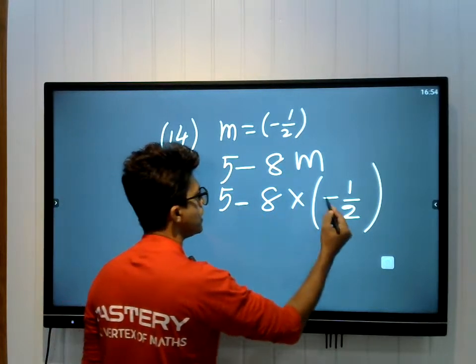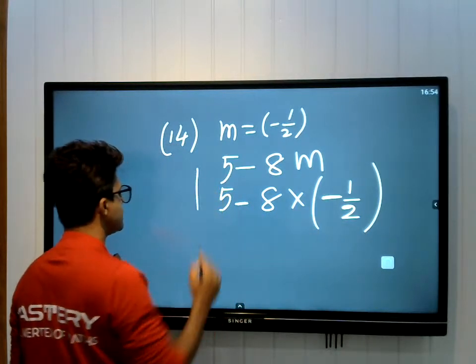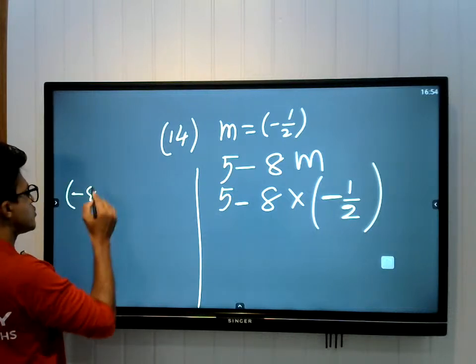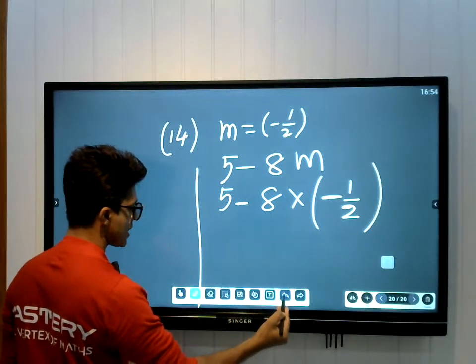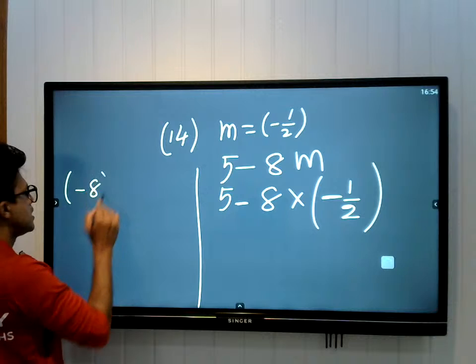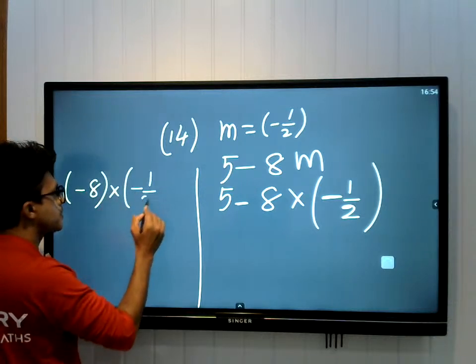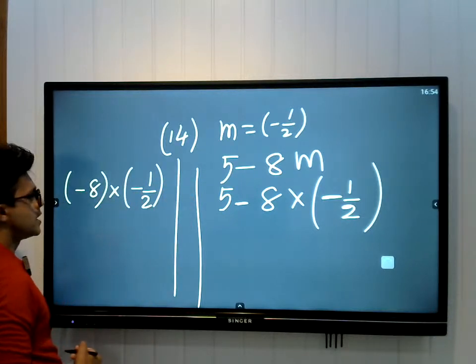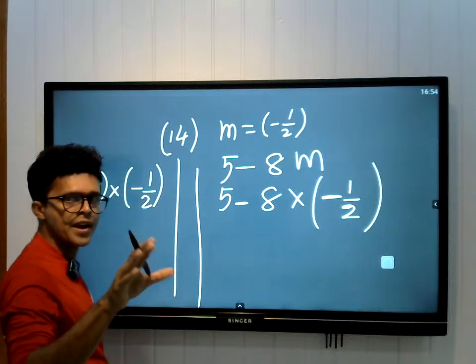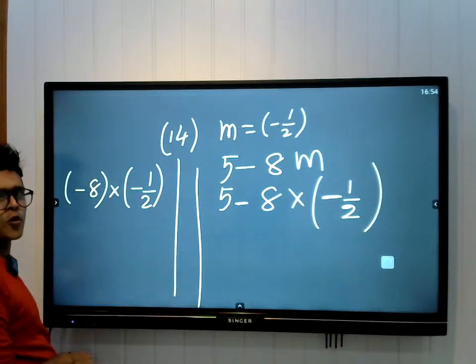Here minus, here minus. Then here minus 8 into minus half. Listen to me. If you can listen to me properly, learning these sums will be very easy for you.